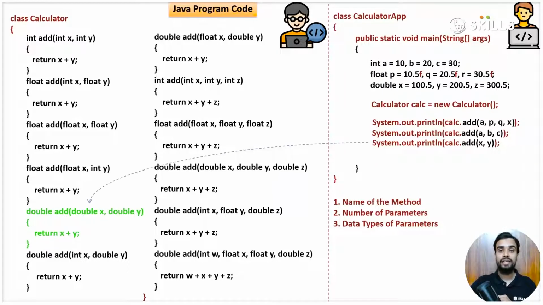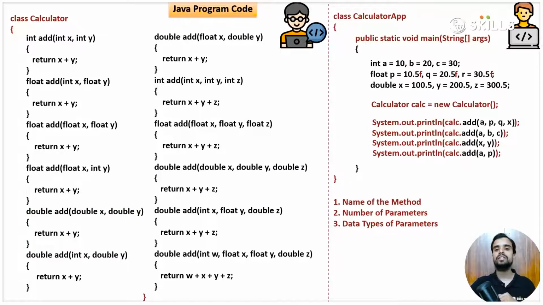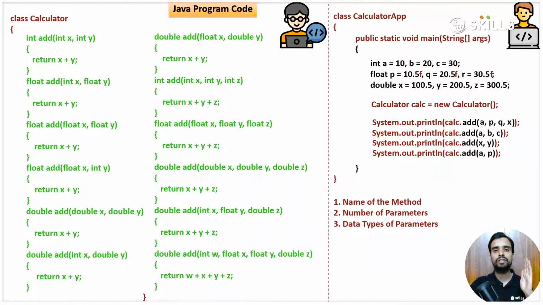Next, watcher, finally, let us figure out how the compiler is going to resolve the last method call like this. Wherein, if you notice this time, we are calling the add method by sending one integer type of data and one floating point type of data. First thing, the compiler would use the name of the method. Once again, we see all of the 12 methods would get activated here.